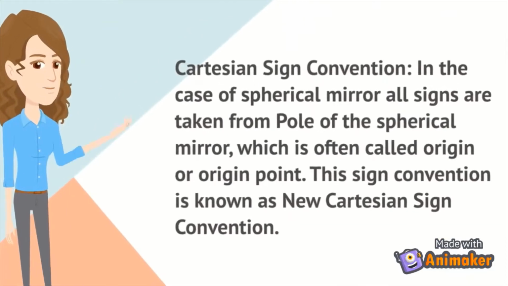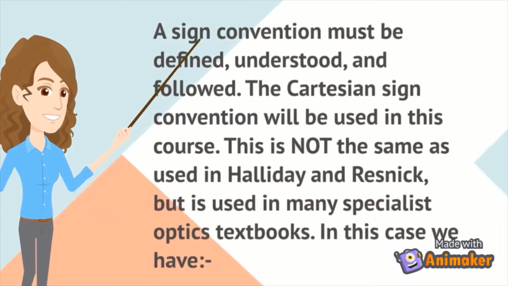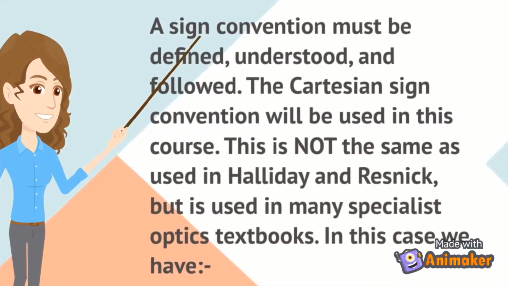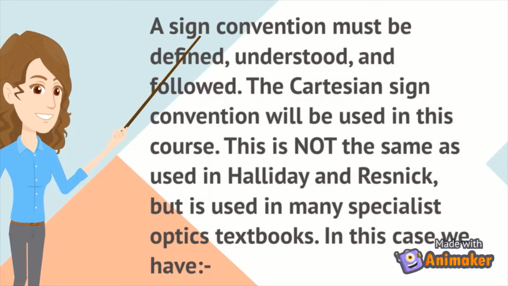Cartesian sign convention: in the case of spherical mirror, all signs are taken from the pole of the spherical mirror, which is often called the origin or origin point. This sign convention is known as the new Cartesian sign convention. A sign convention must be defined, understood, and followed. The Cartesian sign convention will be used in this course. This is not the same as used in Halliday and Resnick, but is used in many specialist optics textbooks.